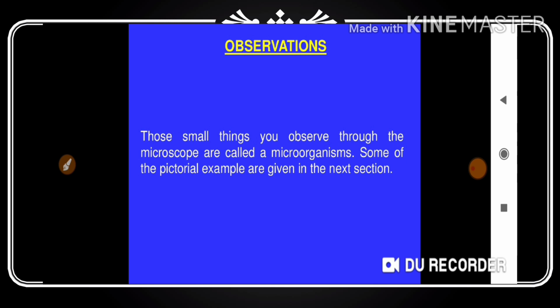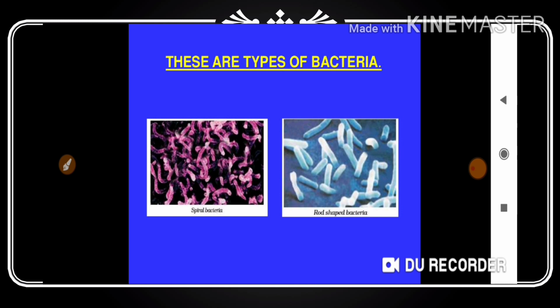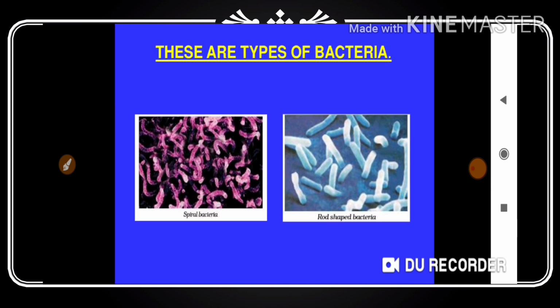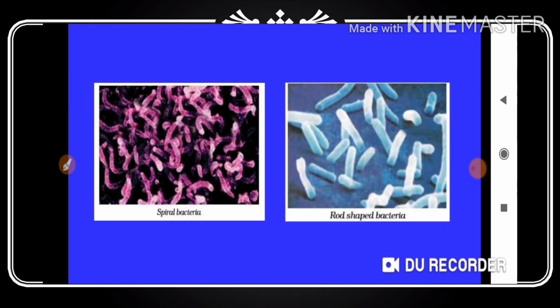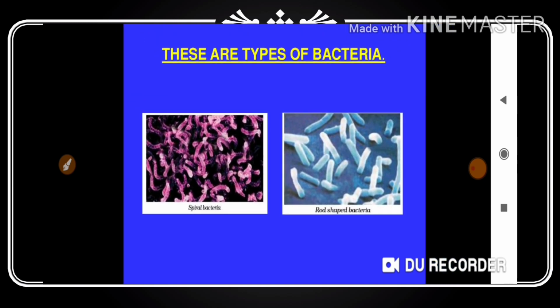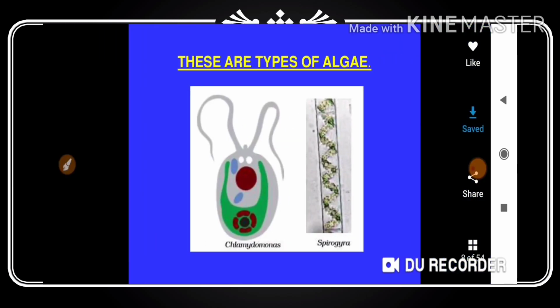Some pictorial examples are given in the next section, and we'll discuss them. So see, these are some microorganisms. They have given them in the textbook, and you can see these are the types of bacteria. Depending on their size and shape, they have named them. These are the two kinds of bacteria. They are in the spiral shape, that's why they have given the name spiral bacteria. And this one is rod shaped bacteria, they are in the form of a rod, that's why they named them rod shaped bacteria. And this one is spiral bacteria. Okay, these are the types of bacteria. Next, see this, these are the types of algae. Chlamydomonas and Spirogyra are the two types of algae.